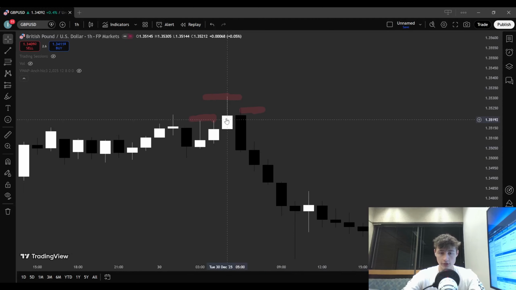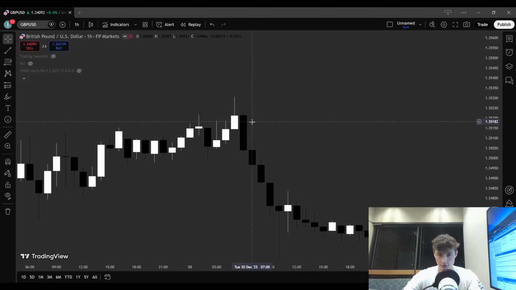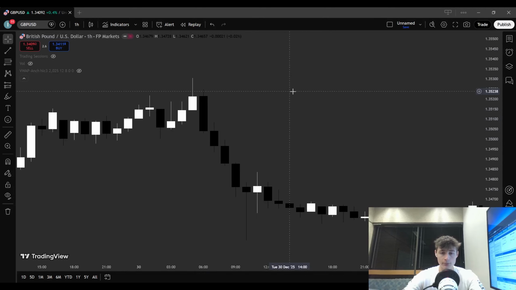But as you can see here, you have a fractal high. This order block candle here is forming the highest high from the 2 candles that are next to it, meaning that 1, we have a fair value gap confirmed, and 2, we have a fractal high confirmed. This is a valid order block.